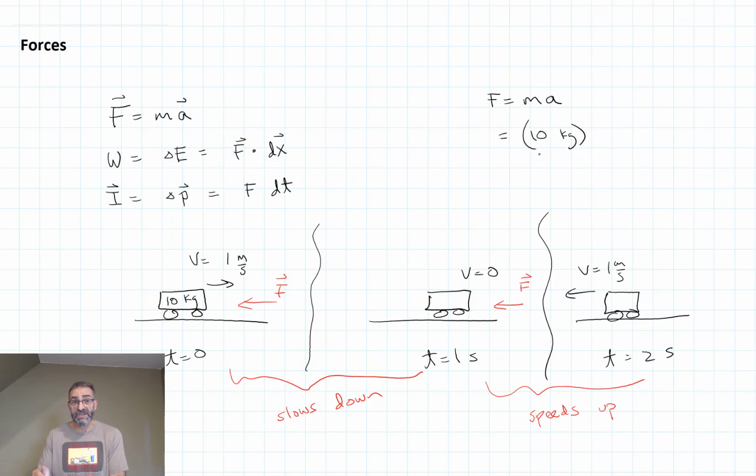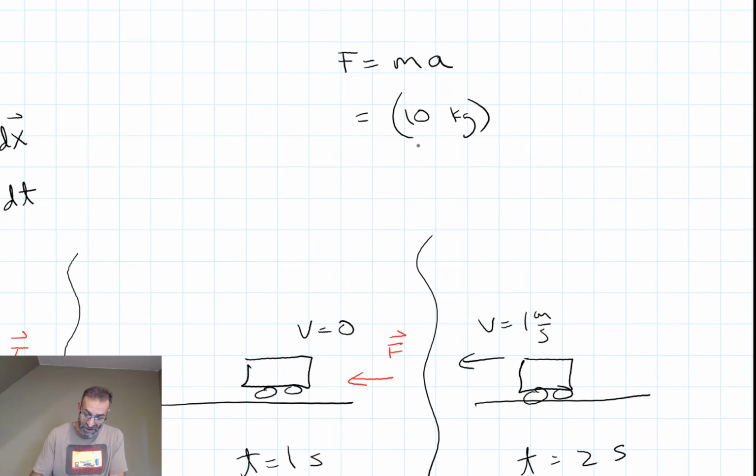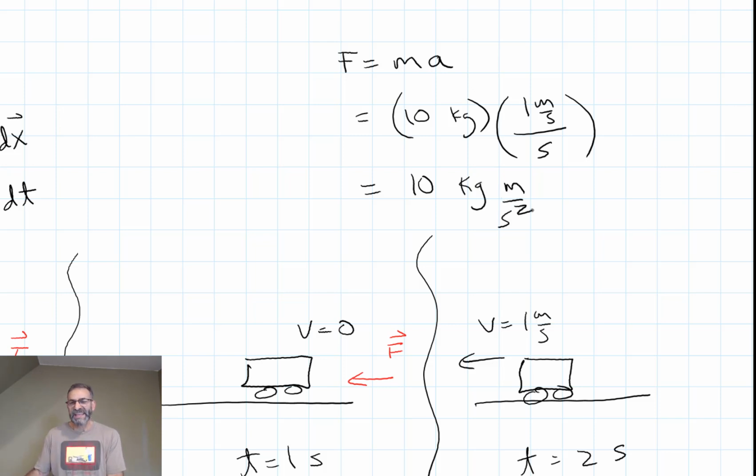So its velocity changed by 1 meter per second in 1 second. So its acceleration is 1 meter per second per second. Change in velocity over time, or 1 meter per second squared is typically how we would say acceleration. So this is a force of 10 kilogram meters per second squared. And we get tired of writing kilogram meters per second squared all the time, so we call that a Newton. 10 newtons of force acting on our cart would cause this motion.